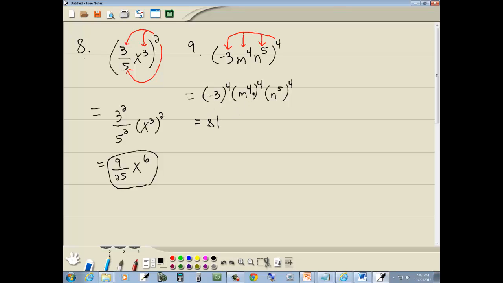Now, when you're raising one exponent to another exponent, you multiply the exponents. So 4 times 4 gives us 16. And here, 5 times 4 would give us 20. So we got n to the 20th. So our answer is 81, m to the 16th, n to the 20th.